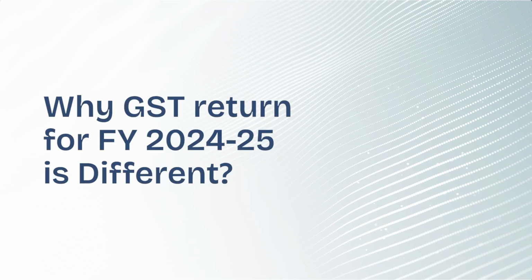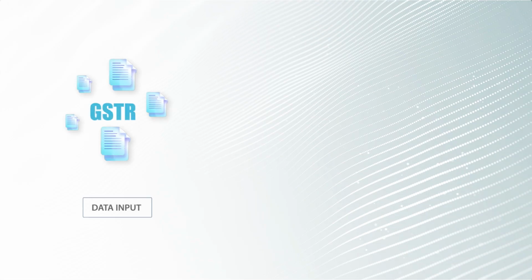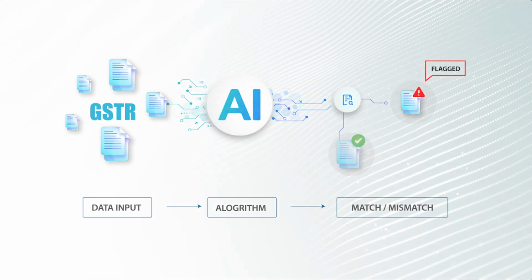Why is GST for 24-25 different? As we approach the 31st December deadline for financial year 24-25, I want to shift your focus from compliance to audit readiness. The days of treating the annual return as just a simple consolidation of 12-month returns are over. The portal isn't asking for just data anymore. It wants explanation, because the GST department's backend system is fully algorithmic and can easily track spillovers and pattern mismatches.